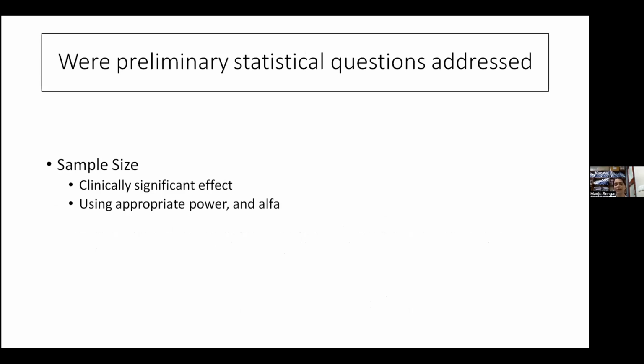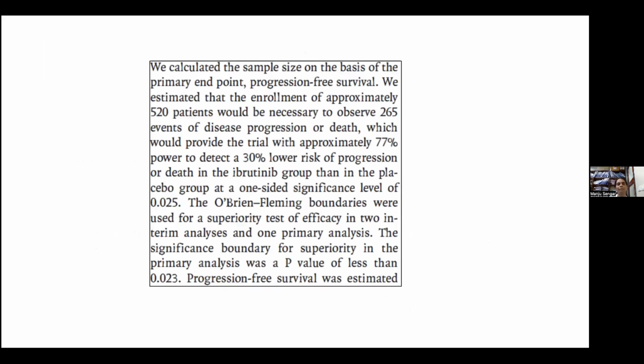Coming on to another question, whether they addressed all the preliminary statistical questions appropriately or not. The first thing that comes to mind is the sample size. Whether they calculated sample size based on the clinically significant effect using appropriate power as well as alpha. If you look at the study, they propose that the study will be detecting a 30% lower risk of progression or death in the ibrutinib arm with 77% power and a one-sided significance level of 0.025.